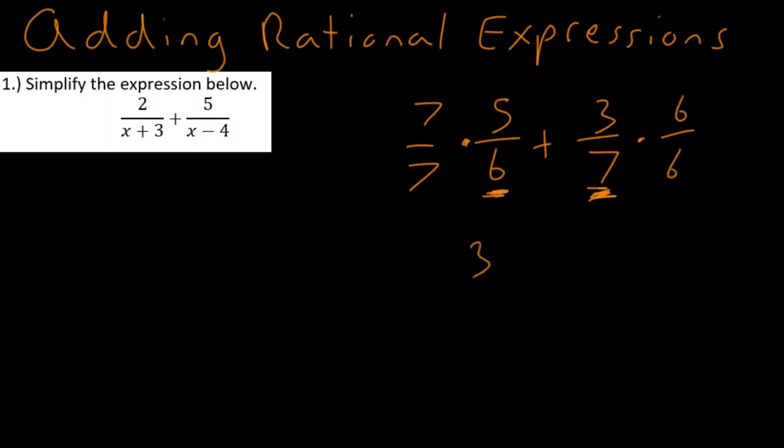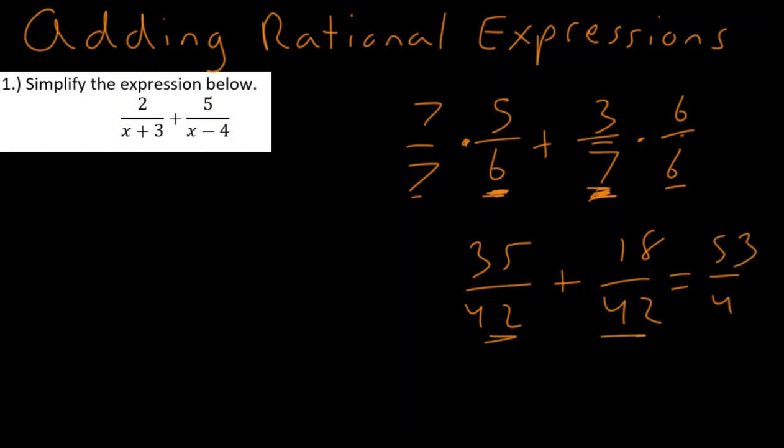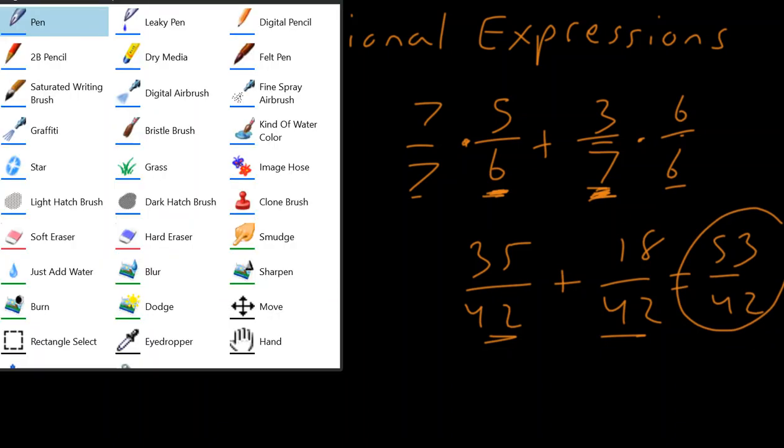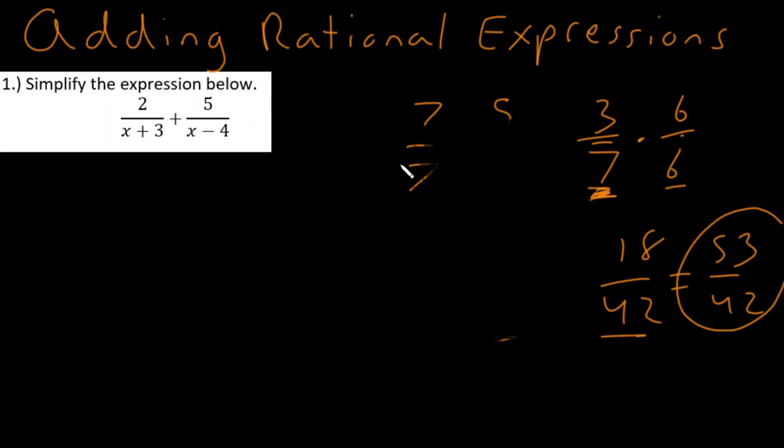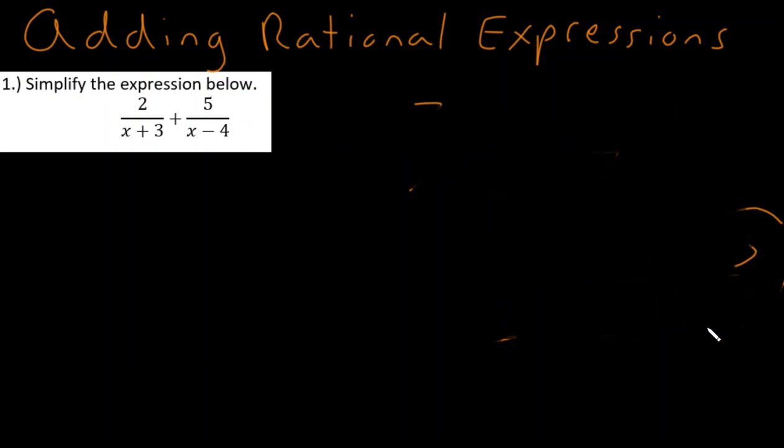And 7 times 5 is 35 over 7 times 6 is 42, plus 3 times 6 is 18 over 7 times 6 is 42. And at this point, because I have a common denominator, I can actually add these two things. Looks like 35 plus 18 must be 53 over 42. So that's how you add fractions. You get common denominators. Well, what about whenever we start to add expressions in the mix? Well, it gets a little bit trickier.